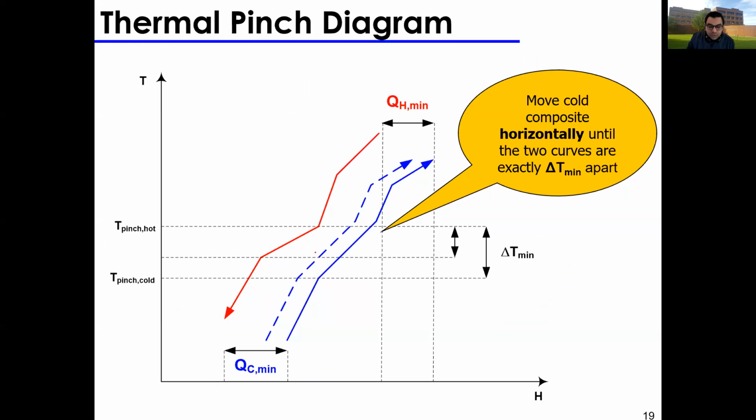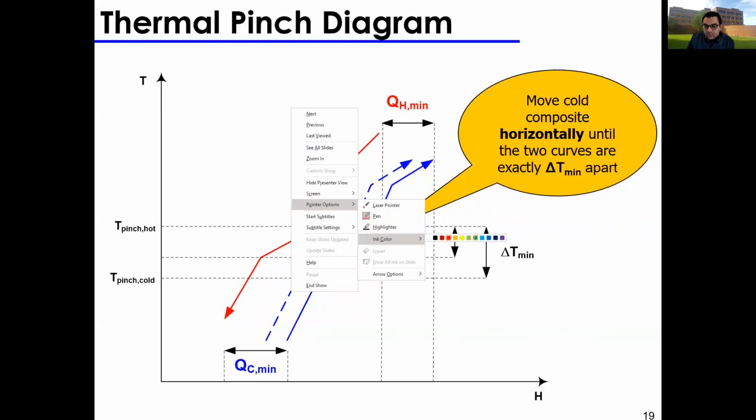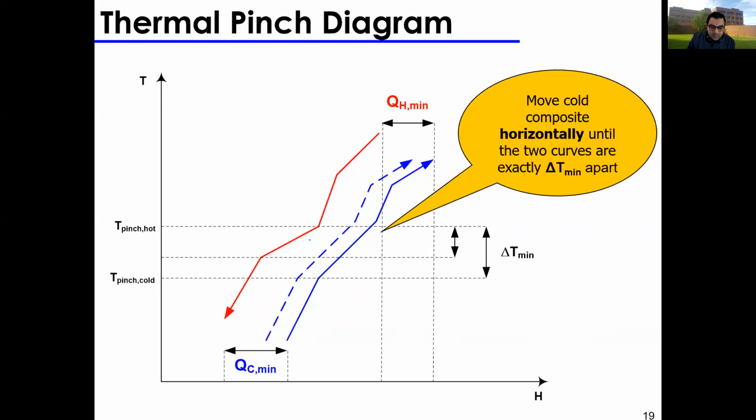the temperatures between them, right? So I need to keep an eye out for this temperature right here. Let me change the color, something else. Green, okay. So I need to look at this temperature. I need to look at basically just the temperature between the two lines, right? And the temperature, of course, is the vertical distance, not the horizontal distance. And I need to move my cooled composite until the temperature between these, or the minimum temperature or the minimum distance point, is equivalent to my delta T minimum, okay?